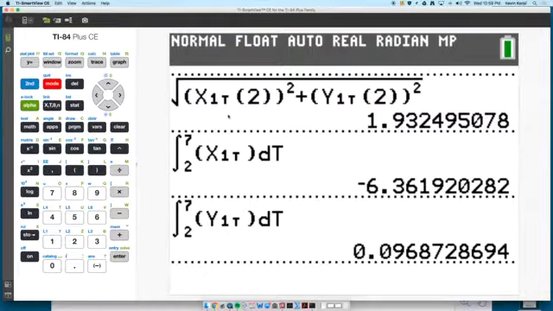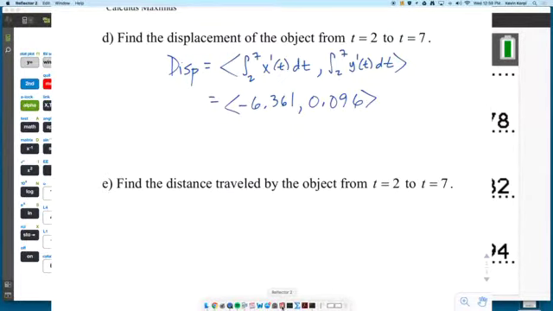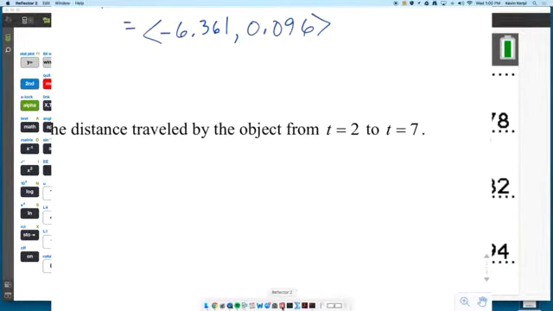Okay? All right, the next part. Find the distance traveled from 2 to 7. Is that a single number or 2 numbers? That's a single number. And we also call that the what?